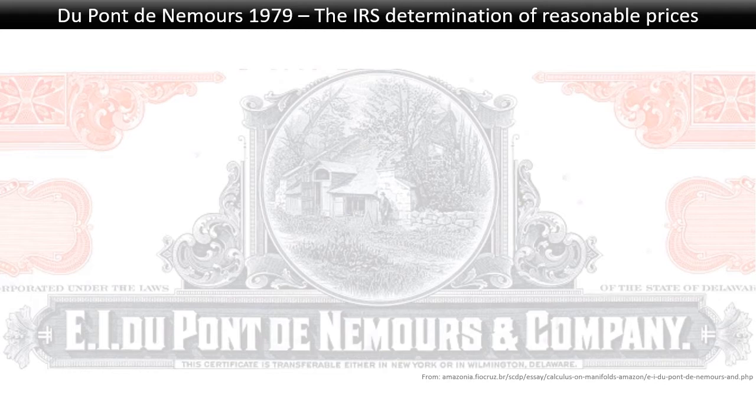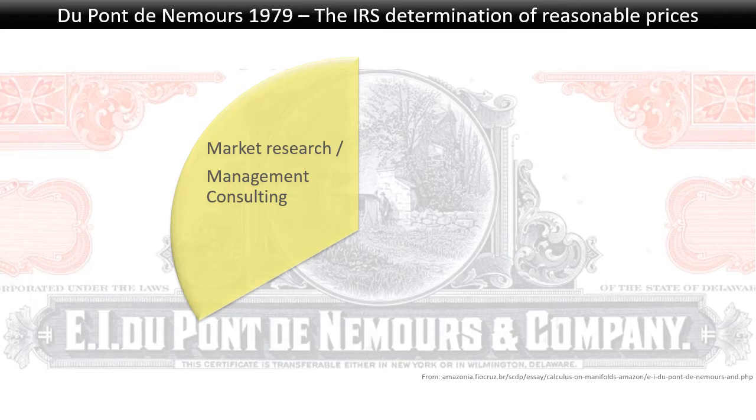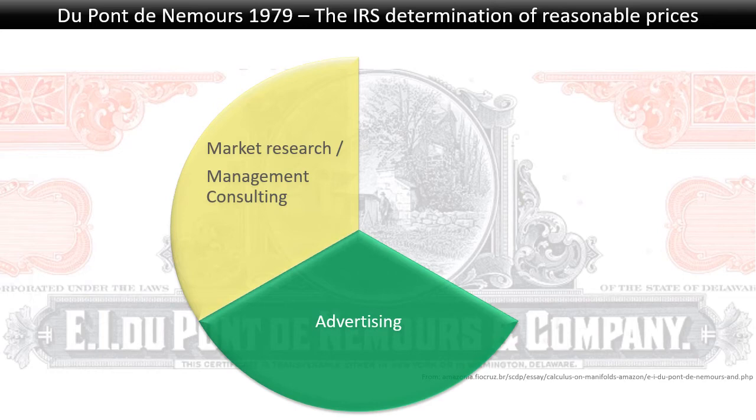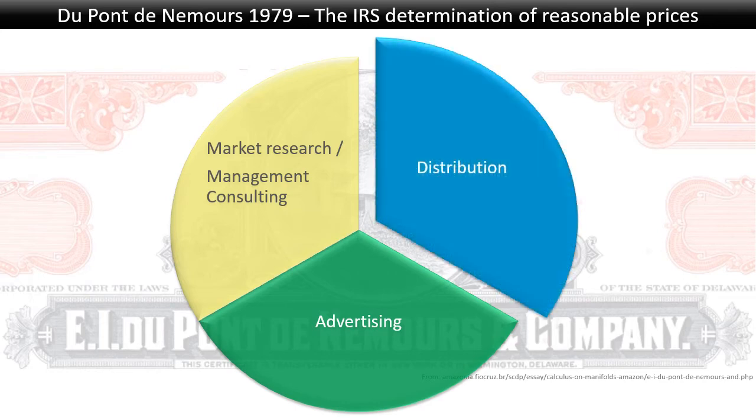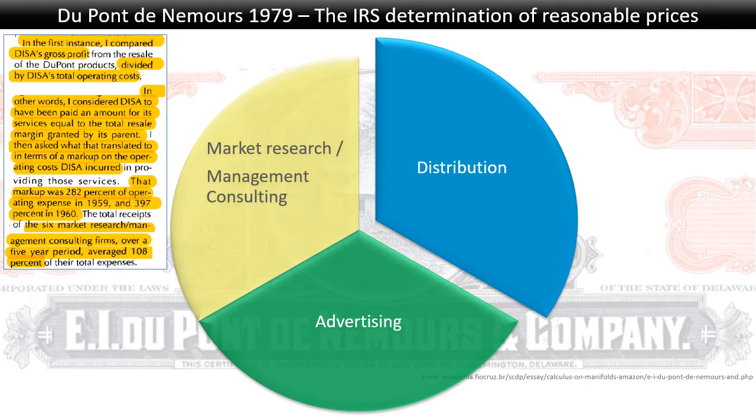So what Berry did is he split out the three groups that DuPont itself said was comparable, right? And so there were companies providing market research and management consulting. There were companies providing advertising, and then where the Berry ratio really comes in, there were companies providing distribution services, right?